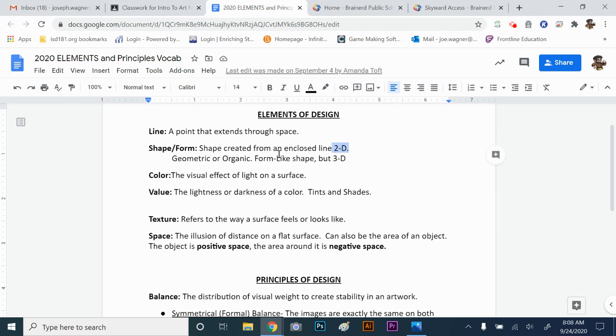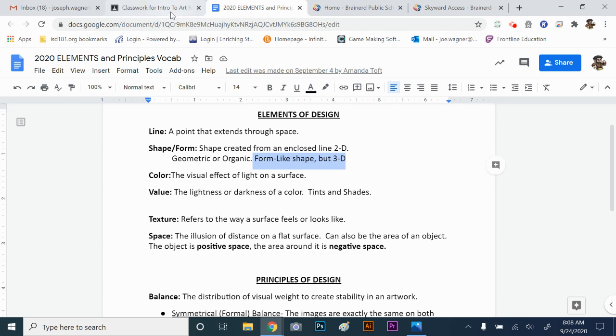Okay, the technical definition of a shape, it's literally an enclosed line. So if you start with this dot that extends through space, that dot then drags out and becomes a line. If that line were to come back and touch itself, it then becomes a shape. Okay. A form is basically the same thing as a shape, but it's 3D.